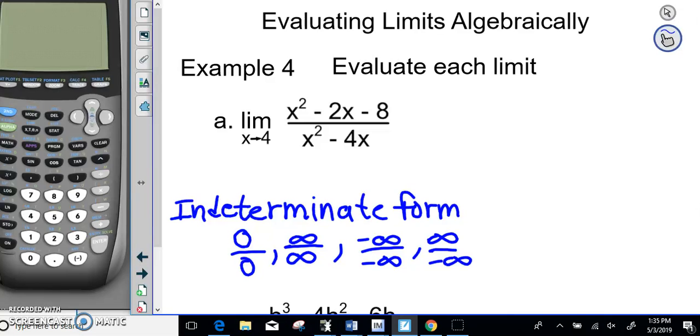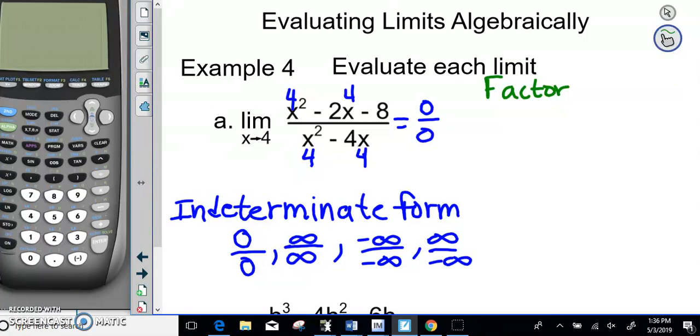So if anything happens like this, where you get 0 over 0 or infinity over infinity, any of that, that means you have to work it out algebraically, or in other words, factor. If you go back and put 4 in for x in each place in your calculator, you'll get 0 over 0, an indeterminate form, which we cannot have. So what we're going to have to do is factor our numerator and denominator, if possible, and see if we can get things to cancel out, and then work it out.